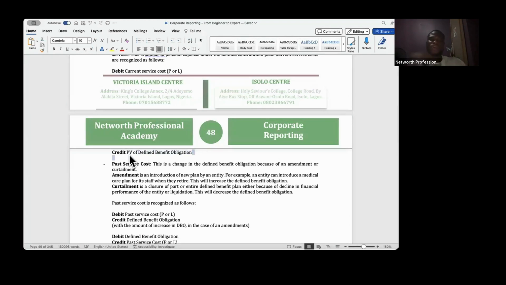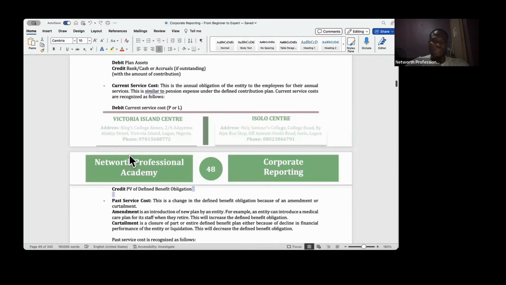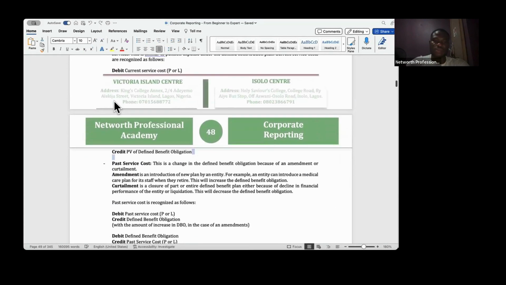So it is this one that you will now be carrying forward every year. Every year, there will be a current service cost that you will take to the DBO. So after 5 years, for an employee that has worked for 5 years, if you go to the DBO, you will see the cumulative amount for the entire 5 years. So it gets carried forward like that. So those are the first most important 2 items.